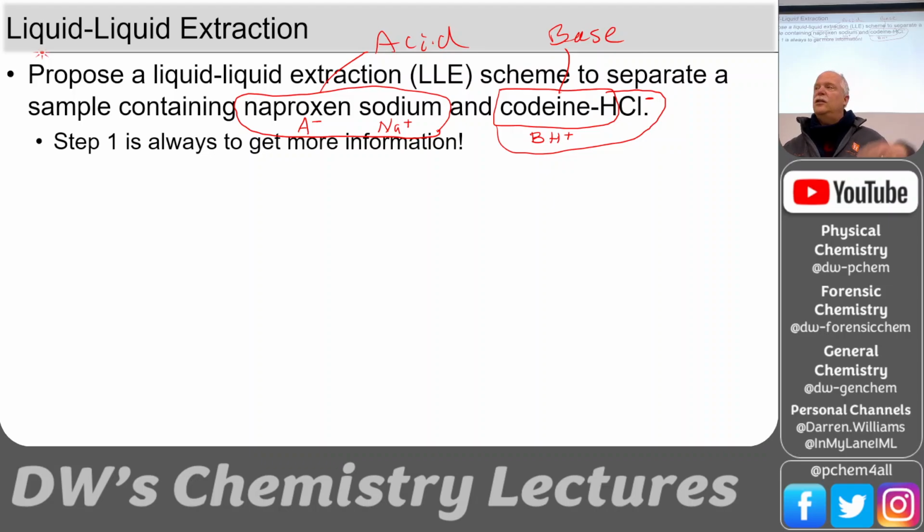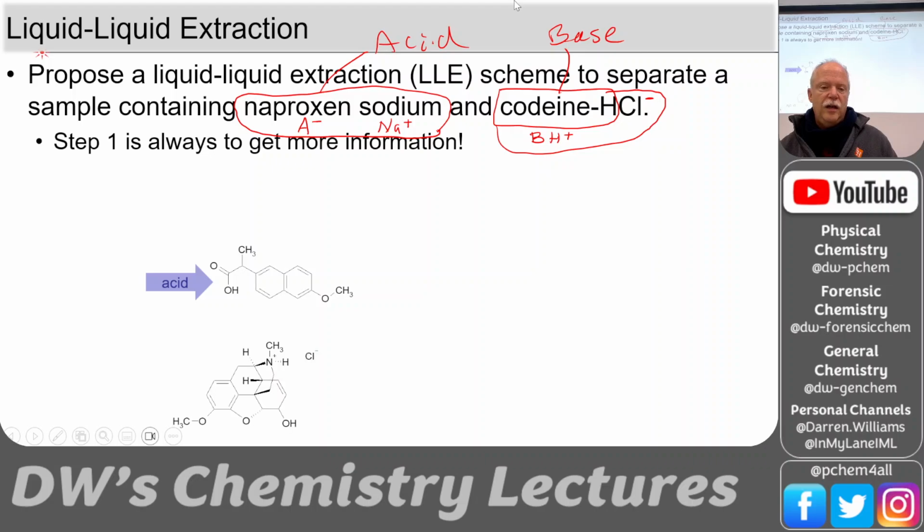Okay, so that's nice. You just look at the name and you can say, okay, the naproxen sodium, that's telling me naproxen is an acid. Codeine HCl, that's telling me that codeine is a base. Okay. Here are their structures. This is naproxen, and it's an acid. See the organic acid group. Okay, and here's codeine. It's a derivative of morphine, one of the opiates.